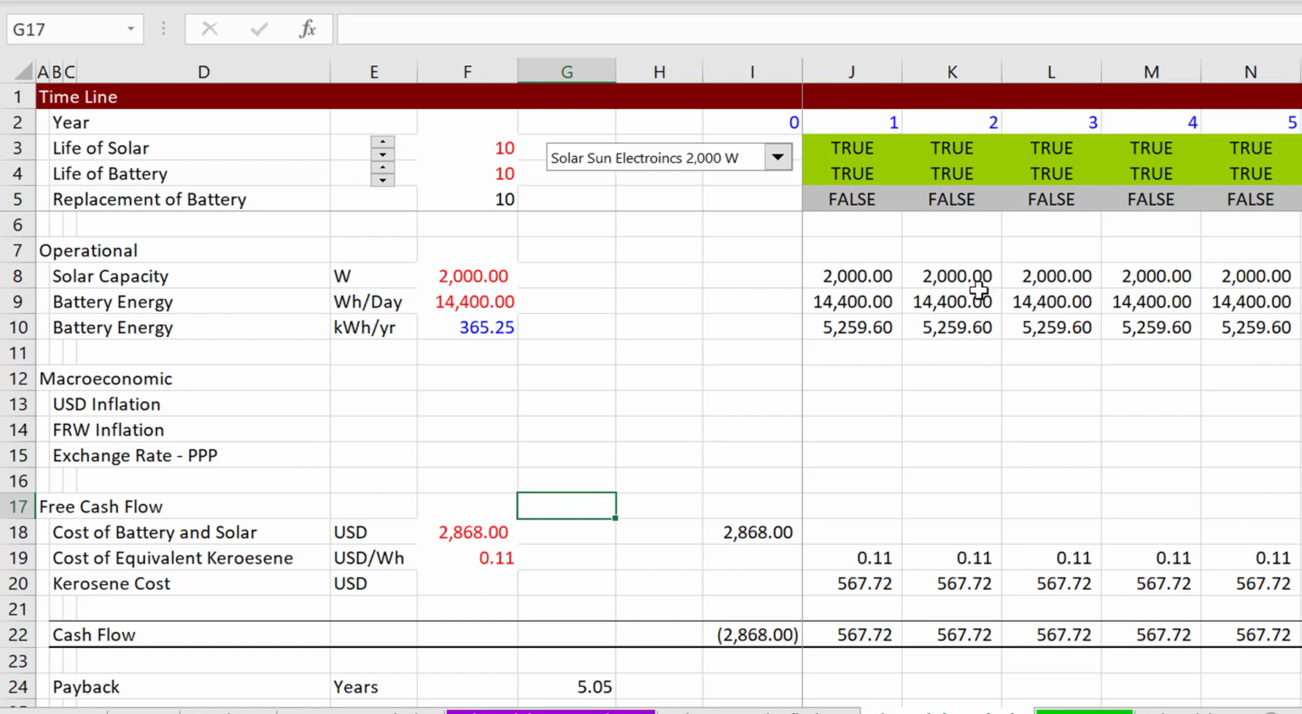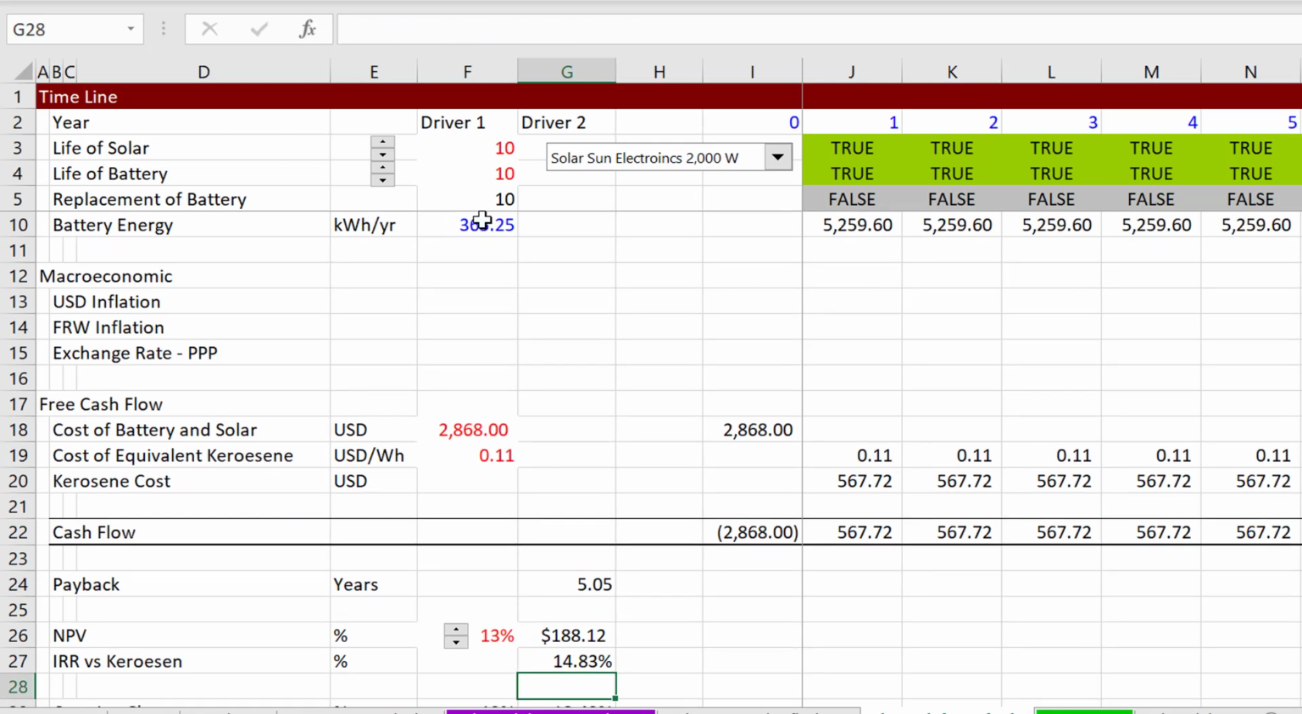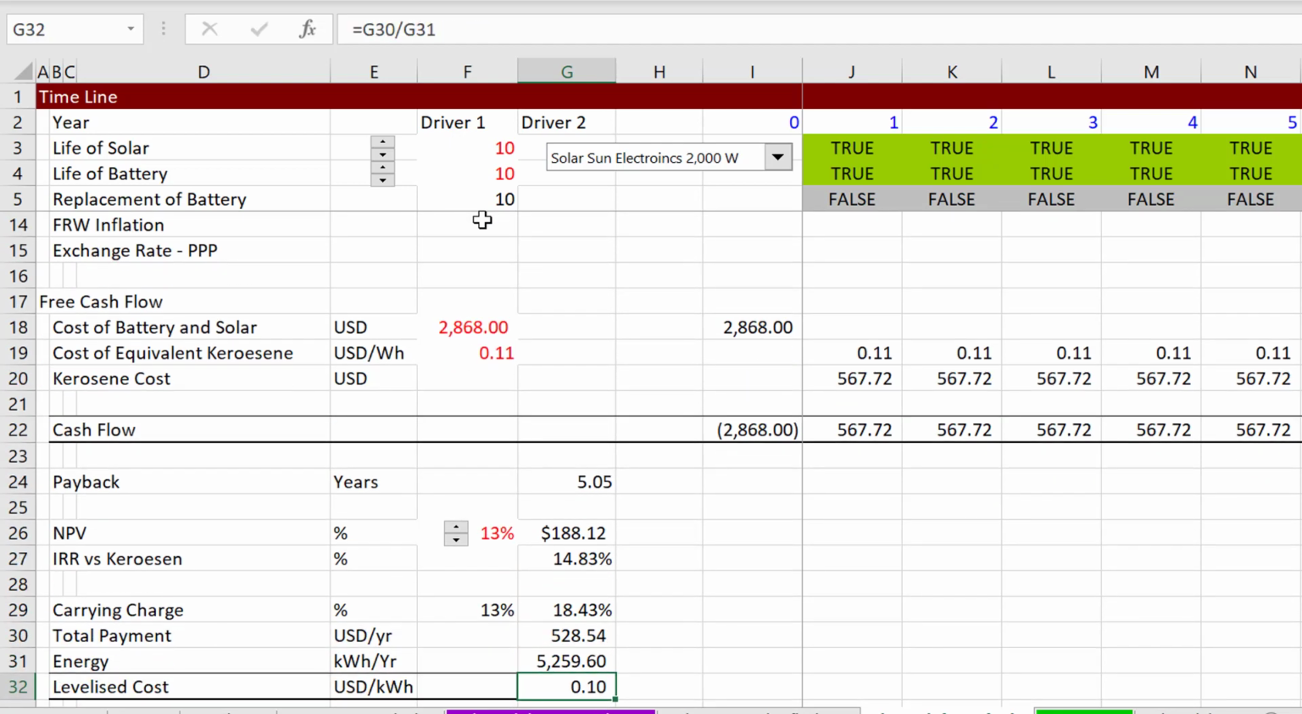Okay, and perhaps I should go up here, maybe all the way up here, and put driver 1 and driver 2. Now, once we have an inflation rate in, that will change our payback period and our assumption and everything else.